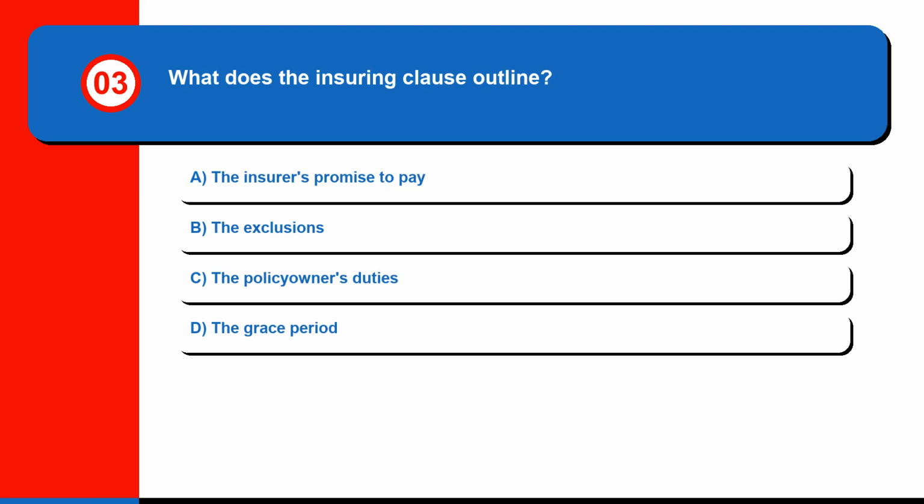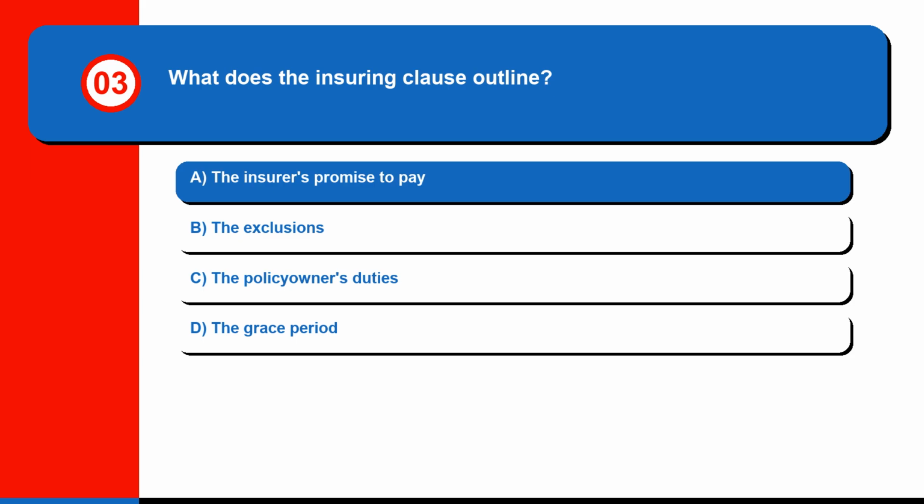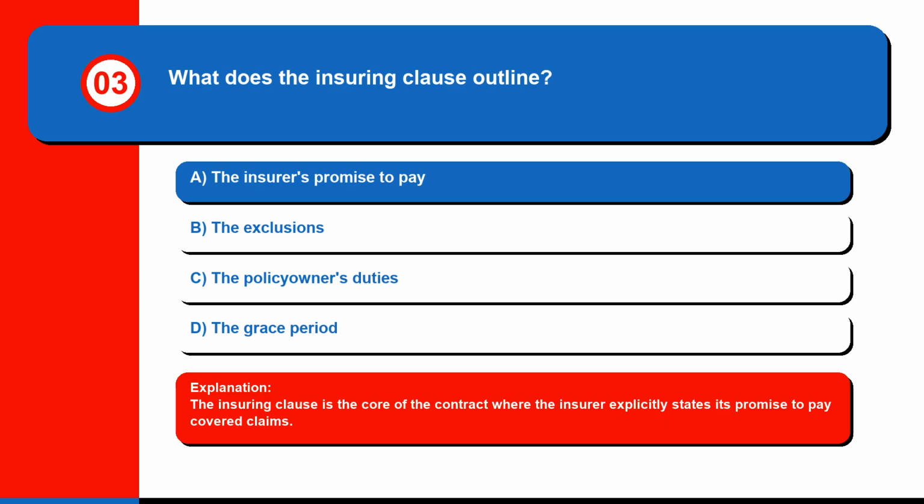Question 3. What does the insuring clause outline? A. The insurer's promise to pay. B. The exclusions. C. The policy owner's duties. Or D. The grace period. The correct answer is A. The insurer's promise to pay. The insuring clause is the core of the contract where the insurer explicitly states its promise to pay covered claims.